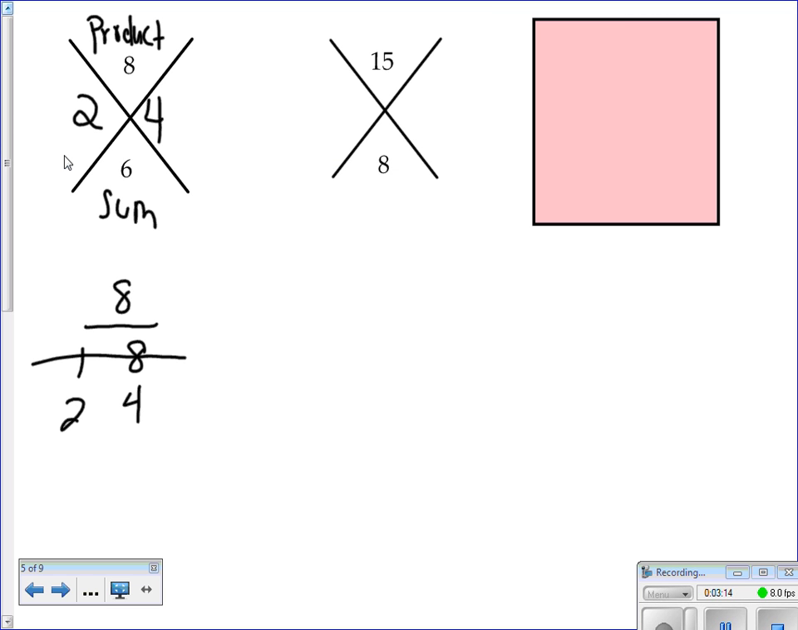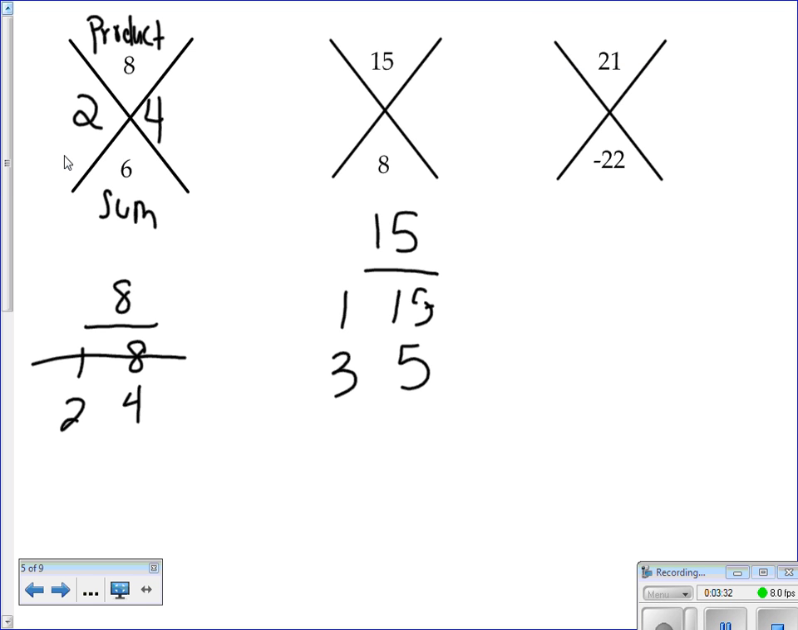So go ahead and try this second one here. Okay, so what I want you to do, write out some factors of 15. In fact, I'll start for you. Figure out which one of those adds to 8. Put that in your factor box.